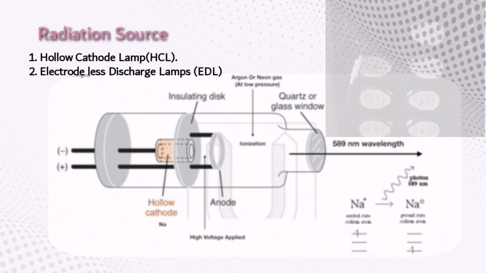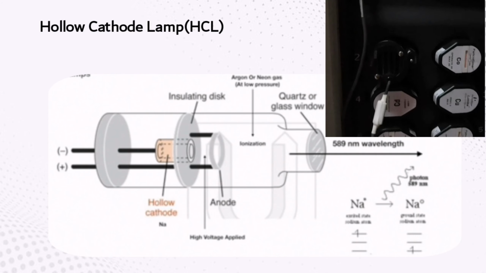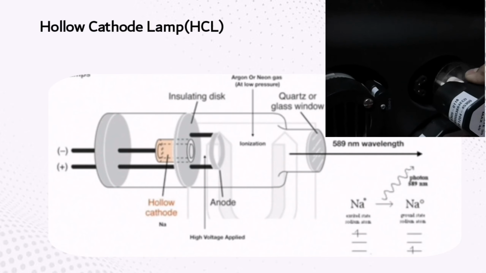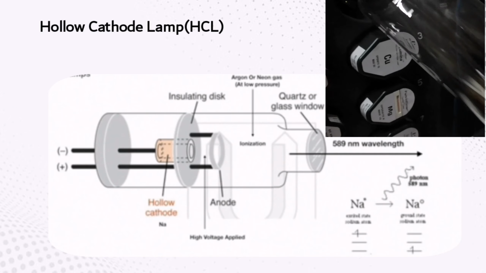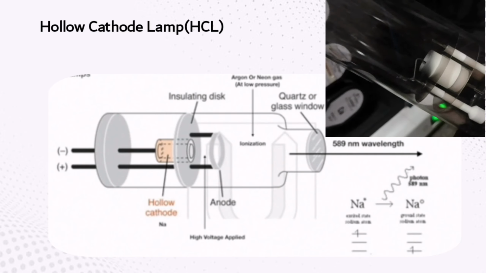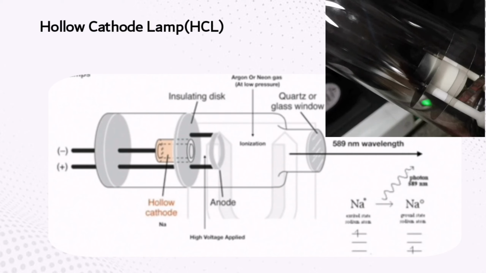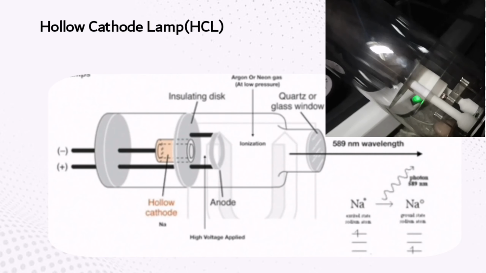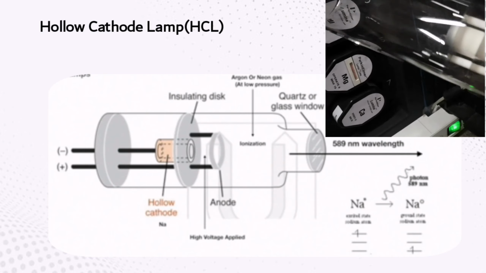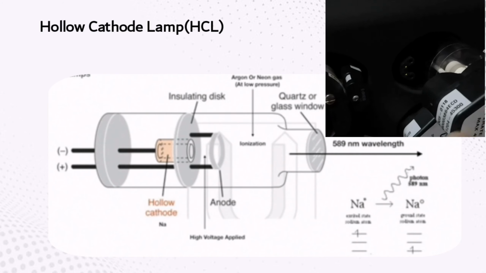Now, the hollow cathode lamp is a tube-like structure which is filled with an inert gas such as argon or neon. It consists of a cathode and an anode. The cathode is made up of the metal of interest. That is, if we are analyzing sodium in a sample, the cathode of the hollow cathode lamp will be made of sodium. If we are analyzing potassium, we choose a hollow cathode lamp with potassium as the cathode. That is, the cathode will be of the element which we are analyzing. And there is an anode, and the inert gas is filled in the tube.